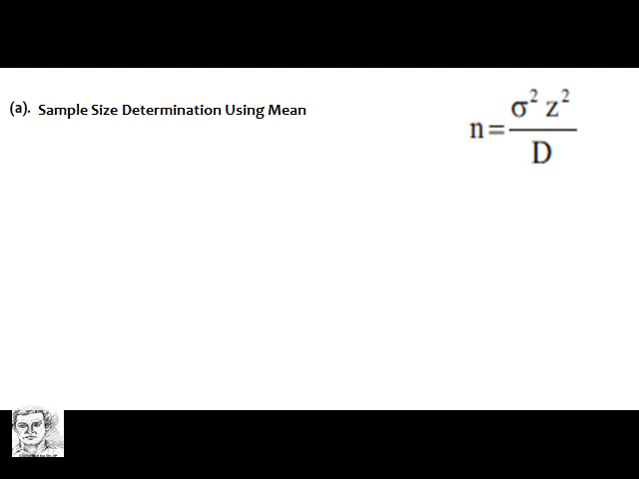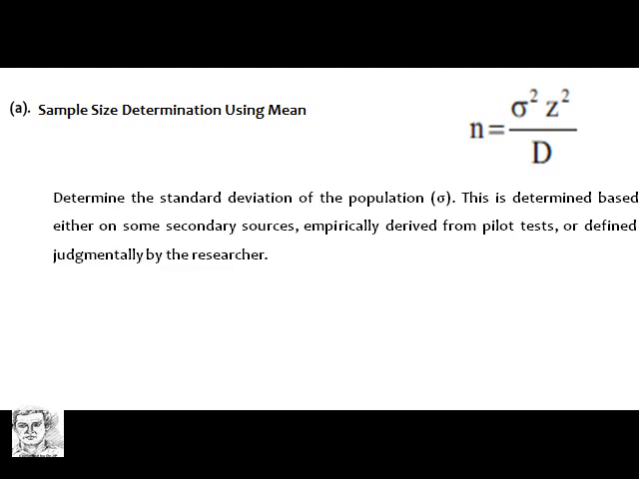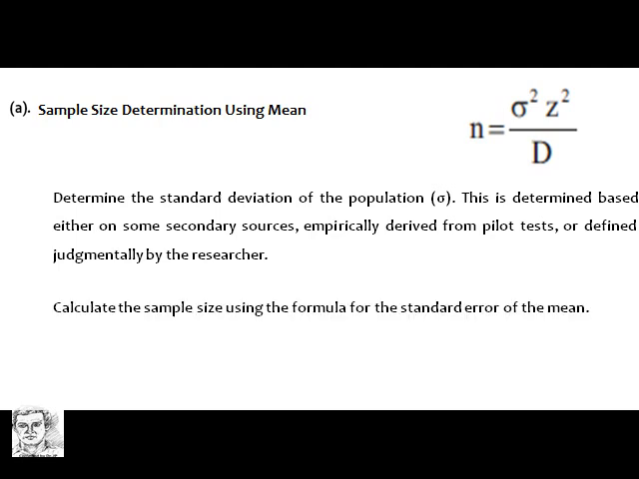Sample size determination using mean. Determine the standard deviation of the population, S. This is determined based either on some secondary sources, empirically derived from pilot tests, or defined judgmentally by the researcher. Calculate the sample size using the formula for the standard error of the mean.